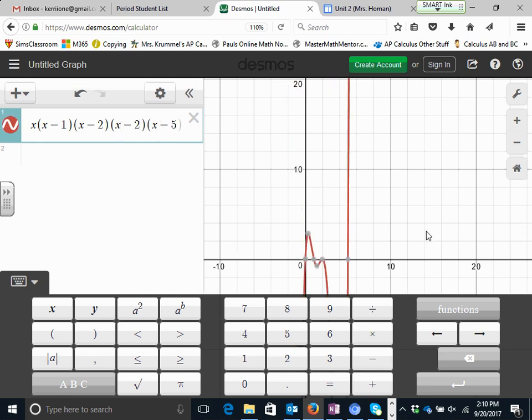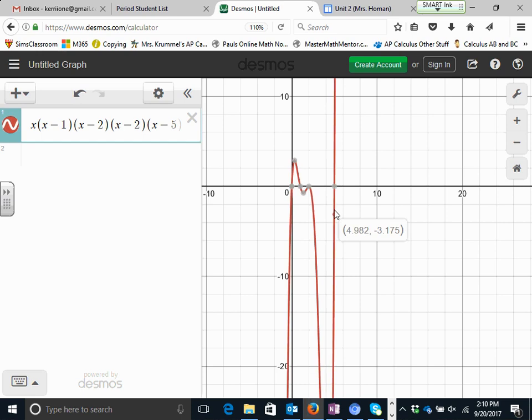Do you notice how if I touch on the polynomial, all of these points are highlighted? Minimums and maximums are highlighted. So if you just hover over the point, it'll tell you the maximum. Isn't that pretty cool?